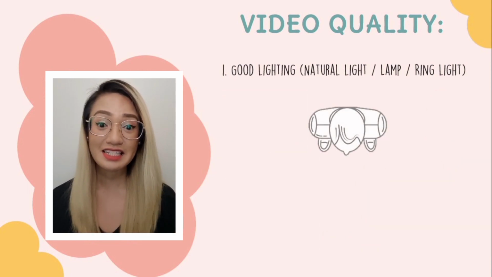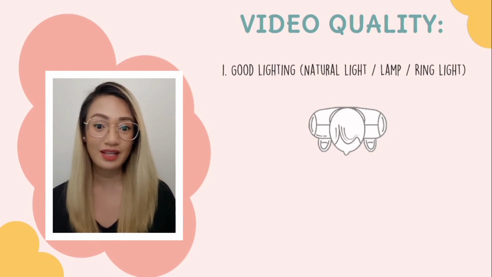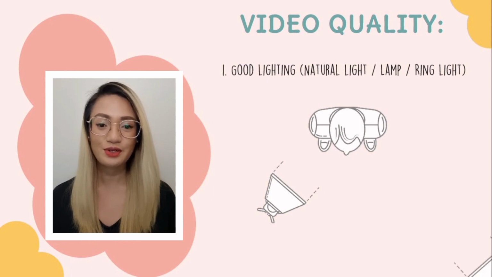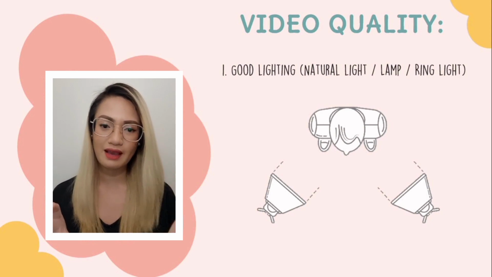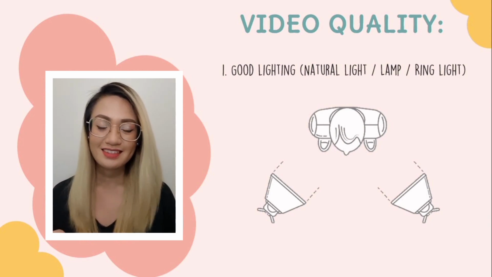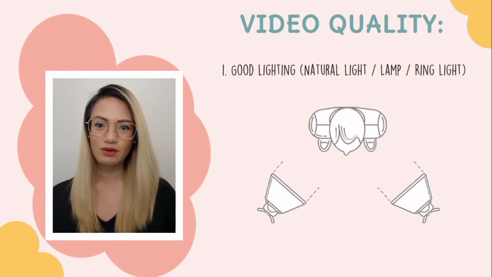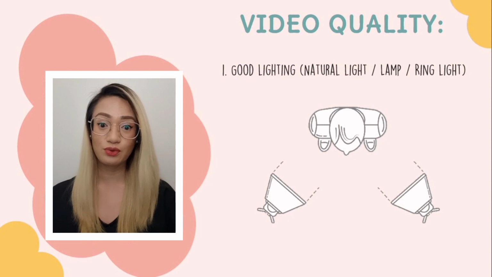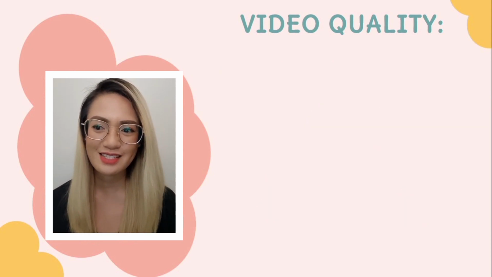Next would be the lighting position. As you can see here, if this is the teacher, you can add a two-light setup: one on your left, one on your right. As for me, I use a three-light setup: left, right, and one on top of me. So just experiment and check your video. Try to do a test video before you record so you would know which lighting is best for you. You can even search about lighting positions in Google.